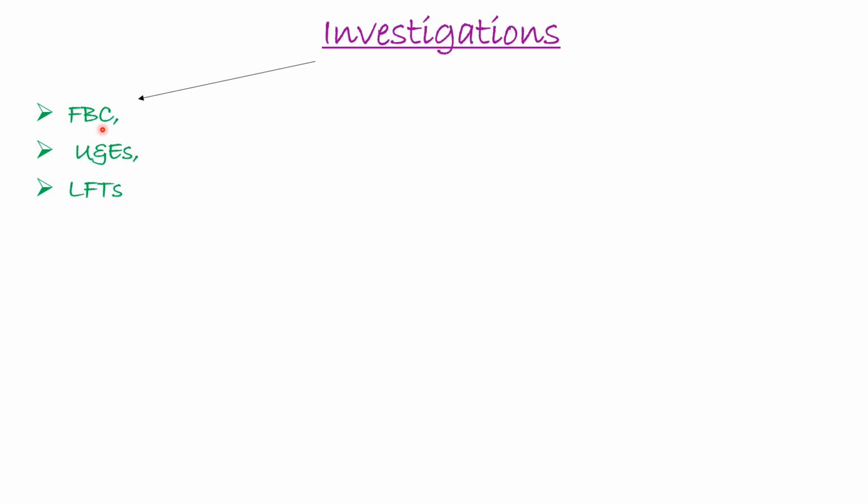So if you already have elevated WBC, it's going to indicate infection. Then UECs. This is very important because most of the anticoagulant drugs that we are going to give are excreted by the kidney. Examples of these drugs include low molecular weight heparin and synthetic heparin. And then LFTs, because these drugs that you're going to give are going to be metabolized by the liver.